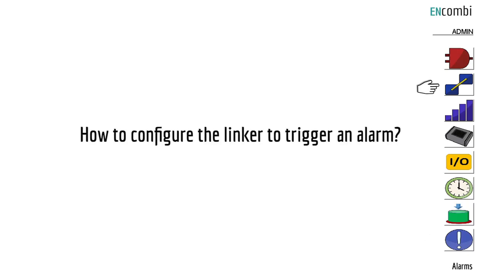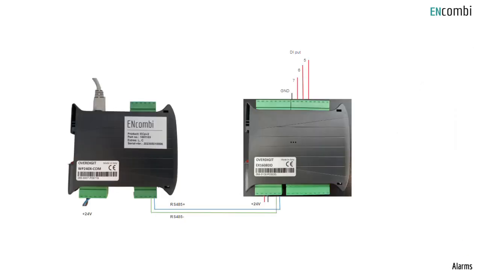How to configure the linker to trigger an alarm. This test sample is used to illustrate how to configure the linker input and output. An EX1608DDIO module is used to give digital inputs from bit 7, 6 and 5 to the controller. The Modbus address of the I/O module is being used as input. The EClogic alarm Modbus address is used as output Modbus address.